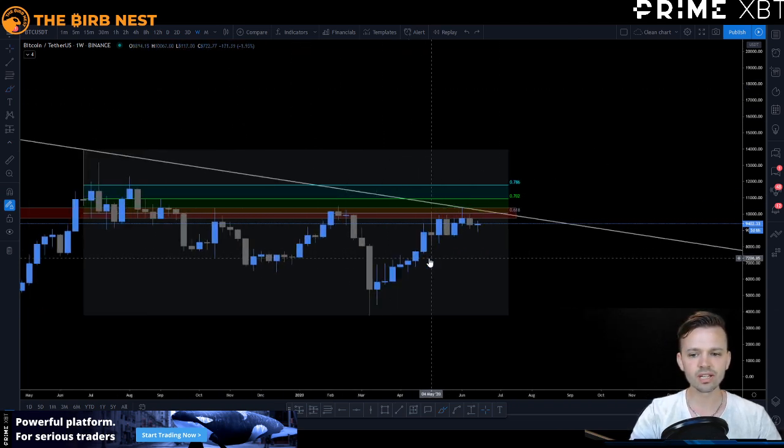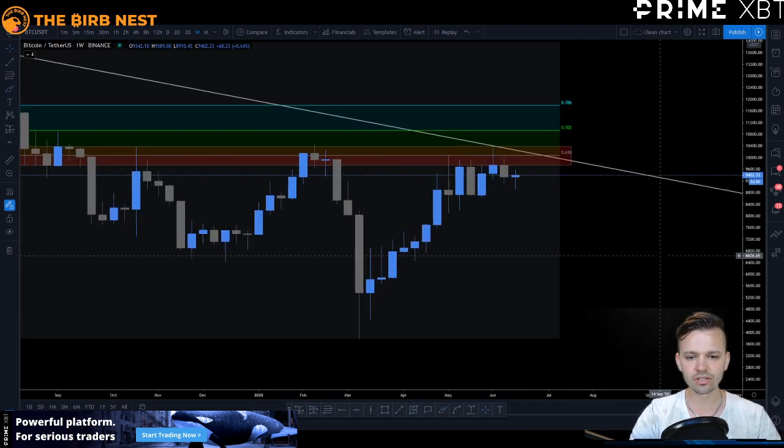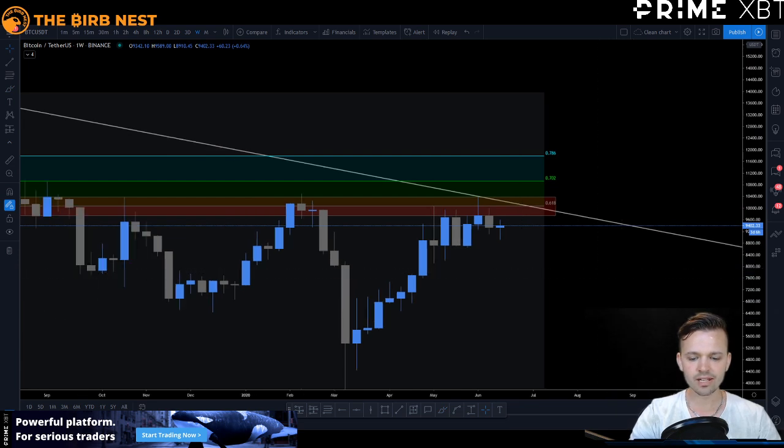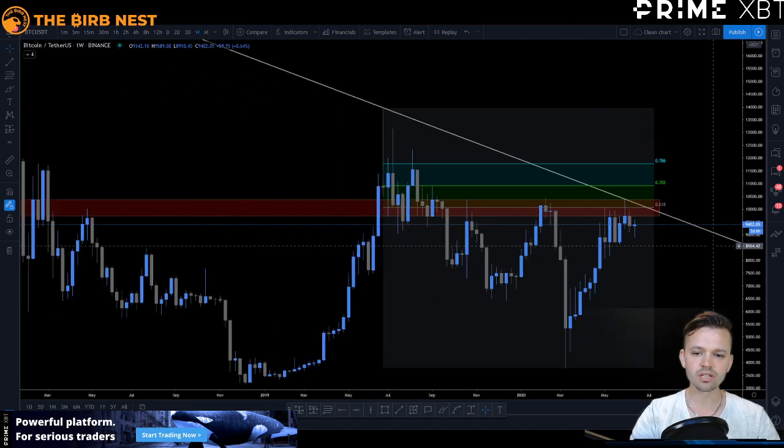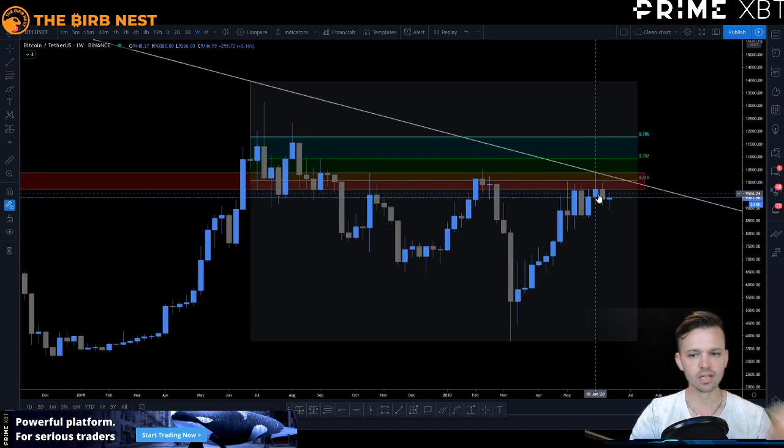Looking at the weekly candle, the current weekly candle, if this one closes below last week's open up here, at the lower part of this resistance zone, I'm not really going to be super bullish, obviously. I want to see this weekly move up and reclaim that area.